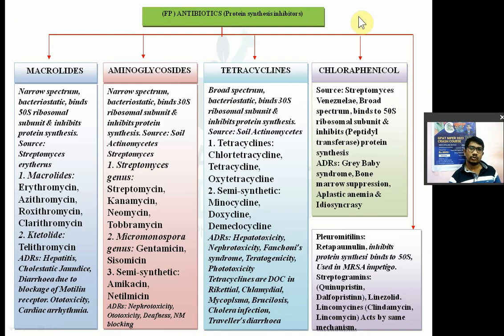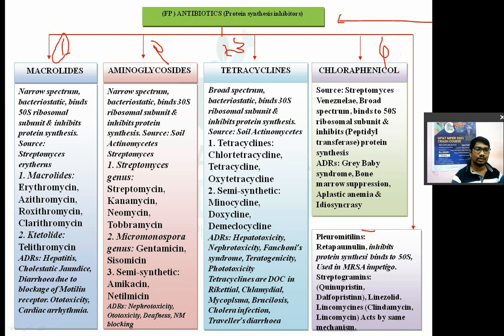Antibiotics which are protein synthesis inhibitors. In this classification I have tried to explain a lot of things. First we'll see the different classes of drugs which inhibit protein synthesis in bacteria. The first class is the macrolides. The second class is the aminoglycosides. The third class is the tetracyclines. The fourth class is chloramphenicol. The fifth class is this. So we'll see this classification one by one.